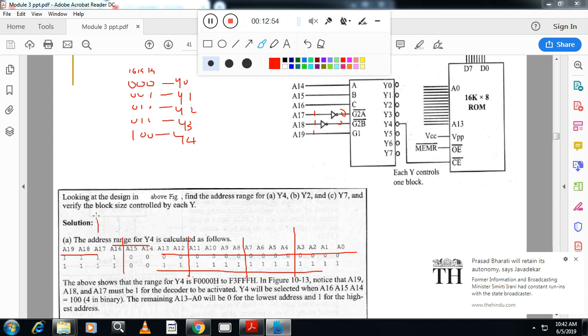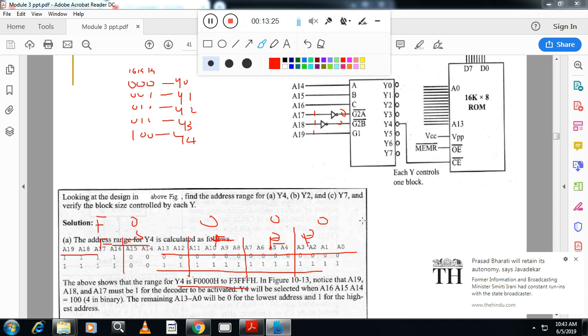This is F and this is 0. Initially all these are 0, 0, 0. And finally here you can see the range is F. And here the range is 3. This is 3, you will get 3. And this is 0, 0, 0. That is the range, I'm sorry. This is F, F, F. So that is the range you will get here. You see the range what you got.